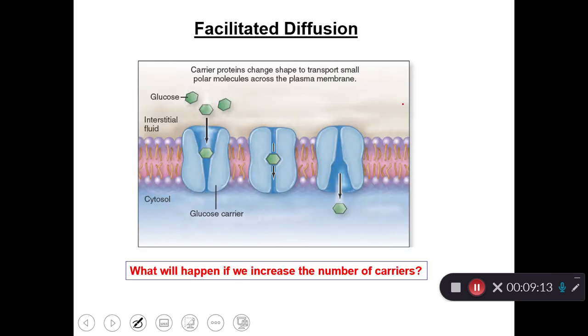So here, for example, our glucose molecules, to be absorbed, have to be carried through this carrier, and then this carrier will revolve to allow the molecule to go from outside to inside the cell. So ask yourself this question: what will happen to the rate of diffusion if we increase the number of carriers? Of course, the rate of facilitated diffusion will increase. The more carriers you have, the higher the rate of diffusion.